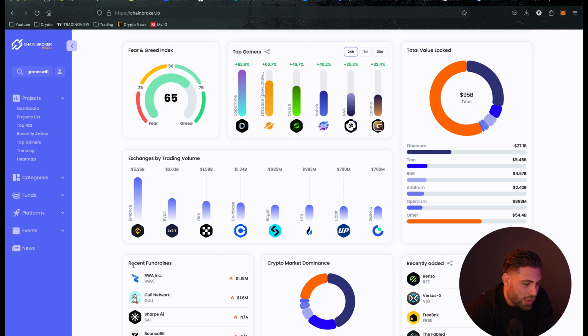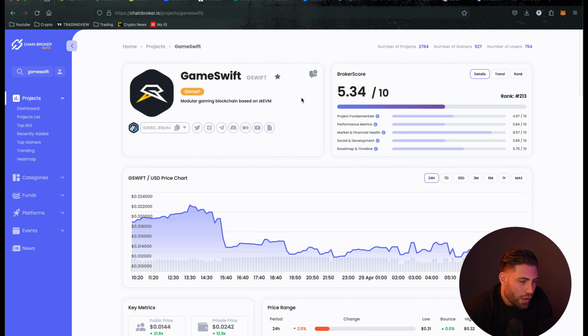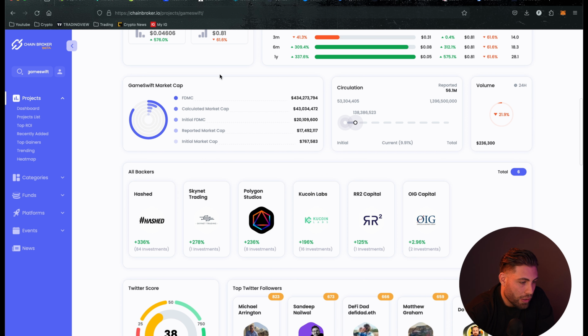Not only that, you can also see the fundraisers. I use this to find a lot of VCs, their investments, and also see the projects and what they're backed by. For example, if I search for GameSwift here, one of the things I really like in this platform is not only do I get the official links and the contract address, I can have a look at the fully diluted market cap, but I can also see the initial market cap, as in the market cap the token was launched with. The earliest investors bought this at a $767,000 market cap, and now it's sitting at a market cap of $17 million, and that's not fully diluted. Fully diluted is $400 million. So that's at multiple X's.